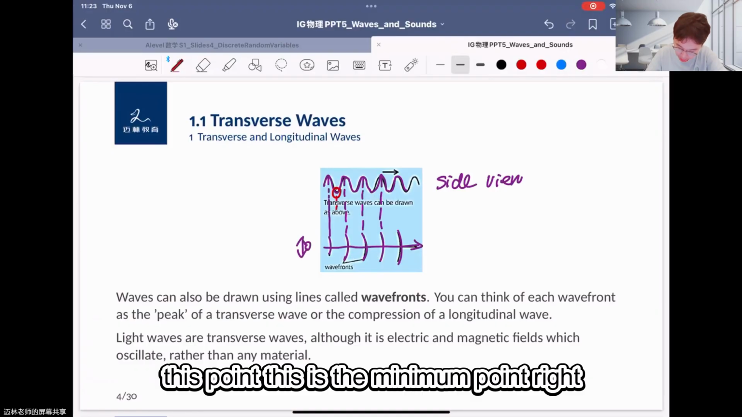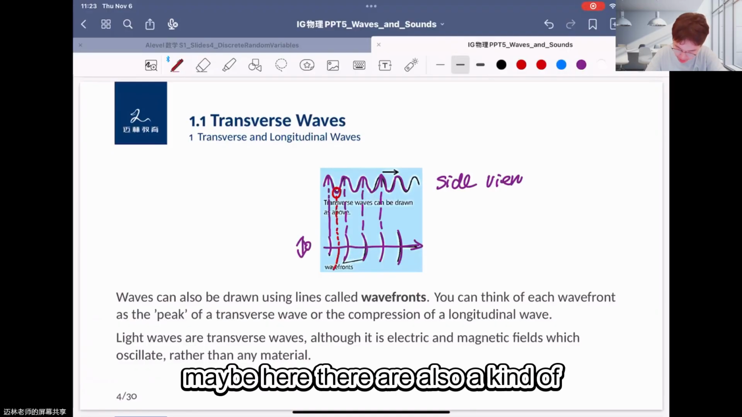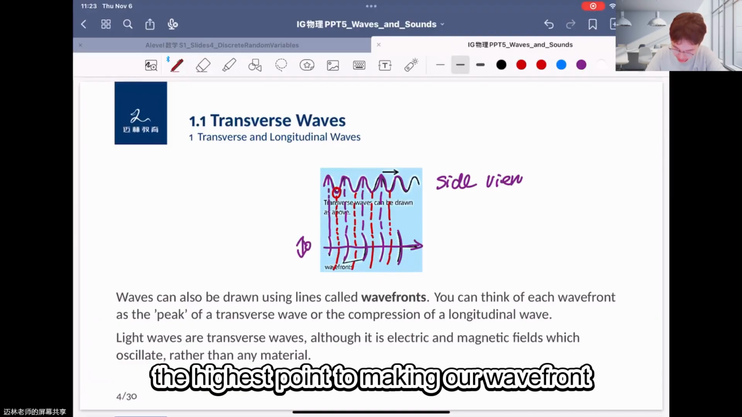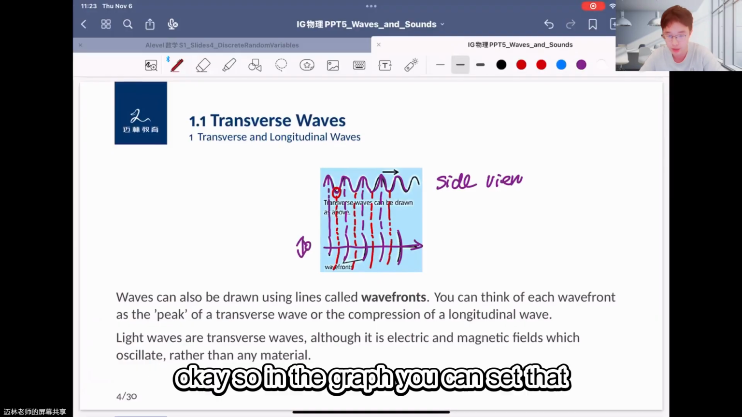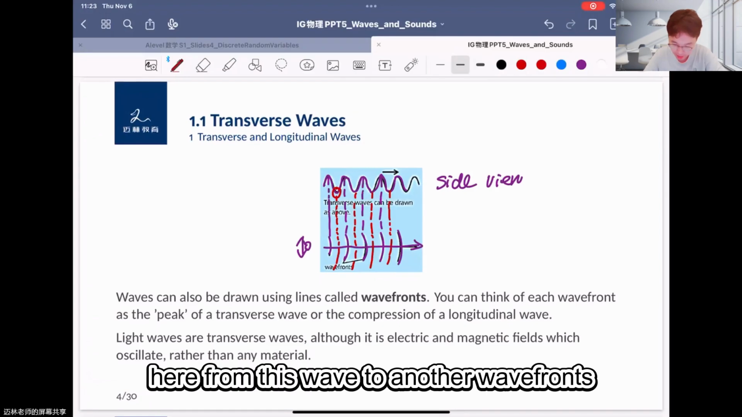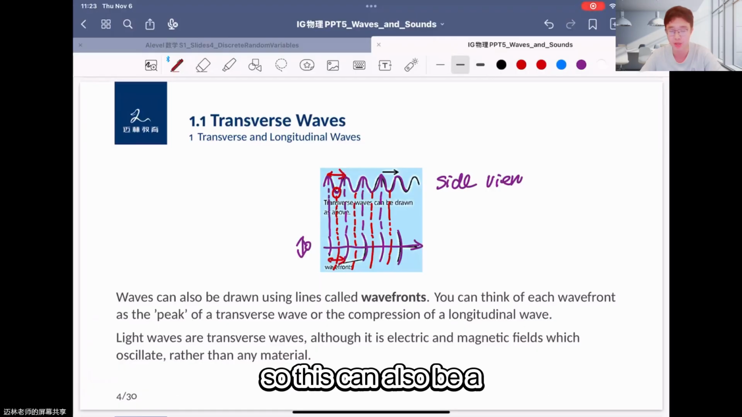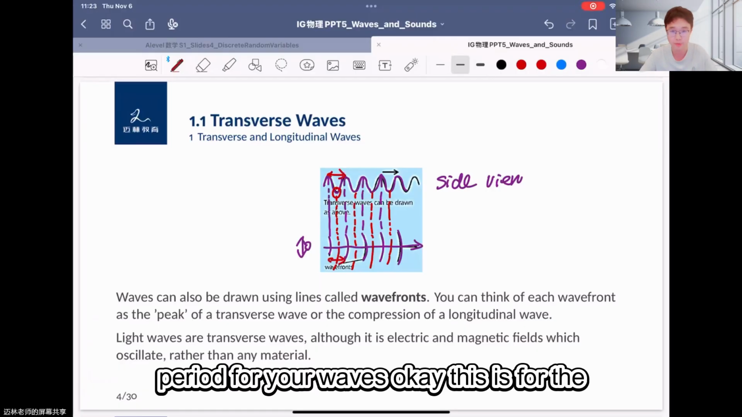This is a minimum point, right? And maybe here there is also a kind of wavefront this way. But we are only using the highest point to make our wavefronts, okay? So in the graph, you can see that from this wavefront to another wavefront represents the distance from one highest point to another highest point. So this can also be a period for waves, okay?